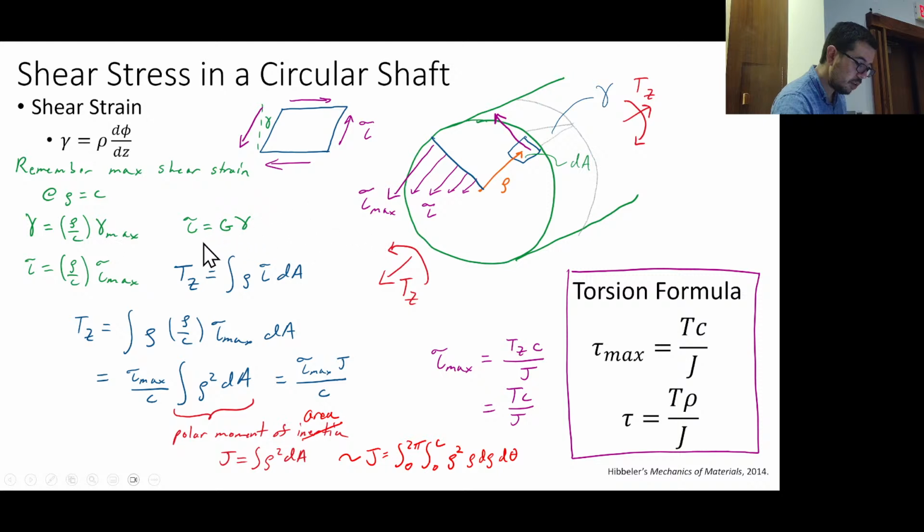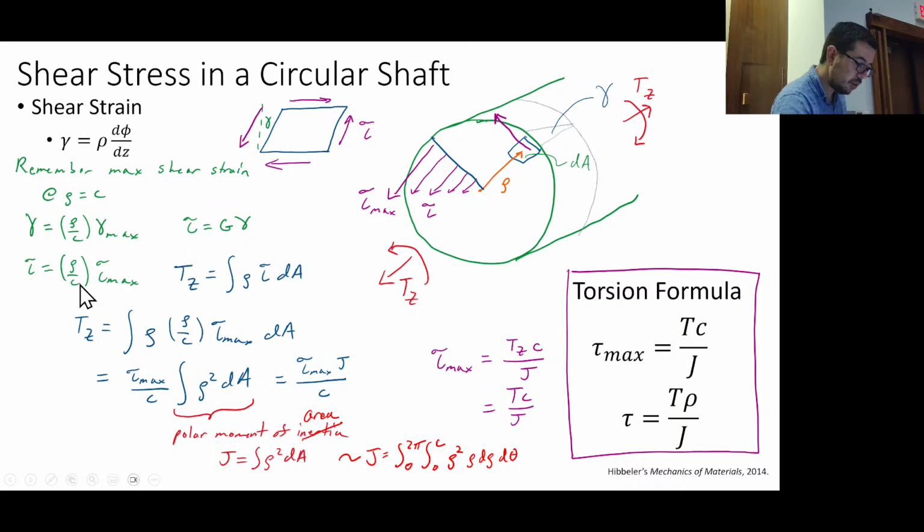We also know that tau equals G gamma. This is Hooke's law, but for shear stress and shear strain. So we have this idea now that tau, the shear stress, is also going to follow this relationship. If I multiply G on both sides, I then have a tau and a tau max, because tau is equal to G gamma.